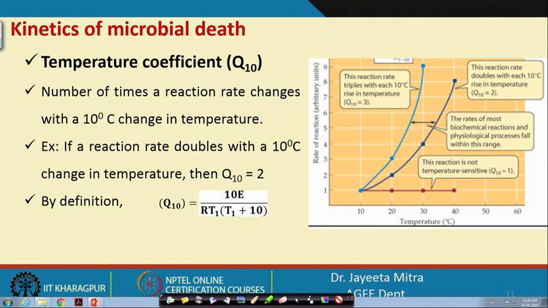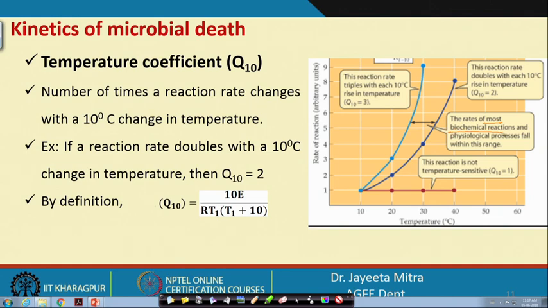Now, we can also see that if graphically we want to express the rate of reaction in the y axis and temperature in the x axis. The reaction which does not change with temperature, that means the rate will remain the same if we increase the temperature, is represented by this red line. And where the Q10 or the reaction rate changes with a factor of 2, that is this deep blue line, and the light blue line shows the reaction rate changing 3 times with a 10 degree change in temperature. Okay.